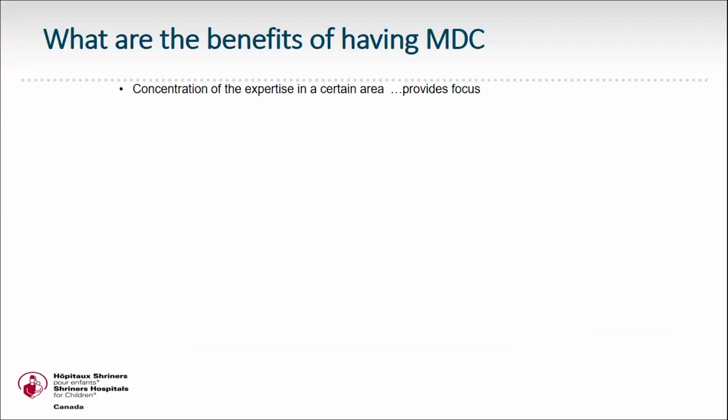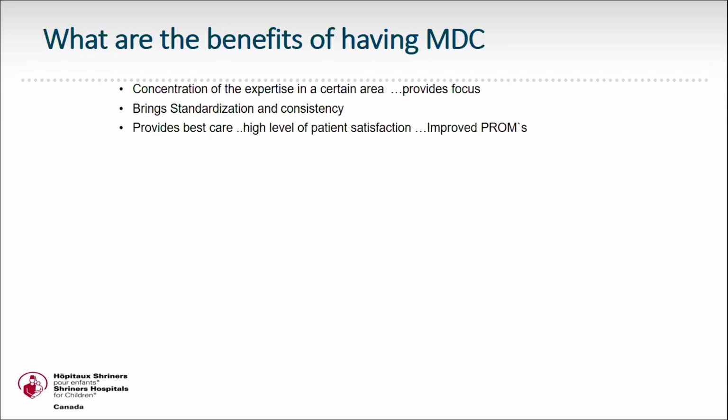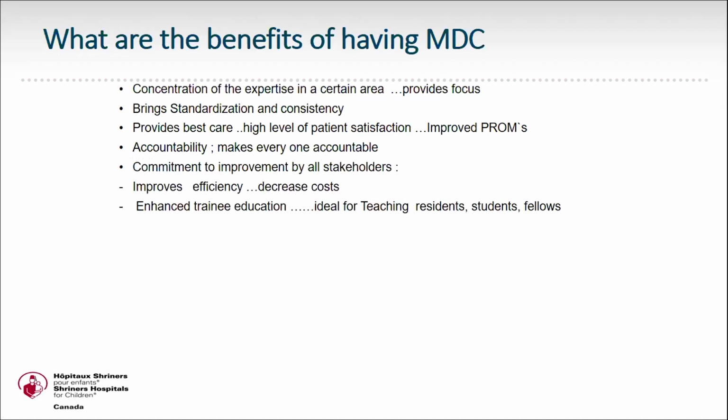The benefits of having a multidisciplinary clinic are numerous. You concentrate all the expertise in a specific area. You bring standardization and consistency, which is very, very important. It provides the best care, and that has been shown not only by patient-reported outcomes but in numerous studies. Accountability is very important; we'll come back to this. You have the commitment. It improves efficiency and it decreases cost.